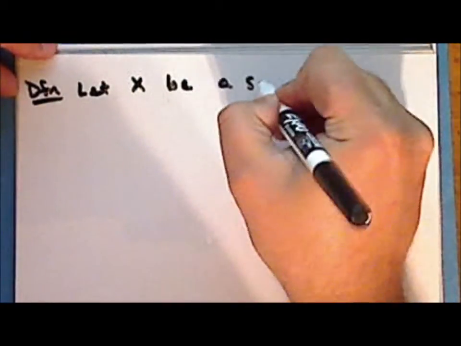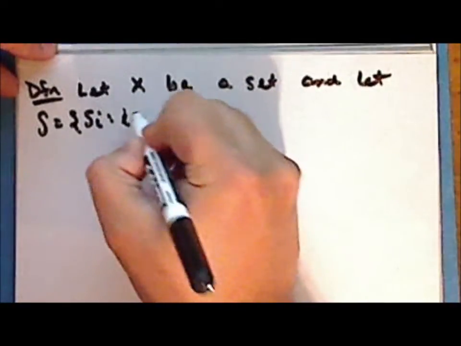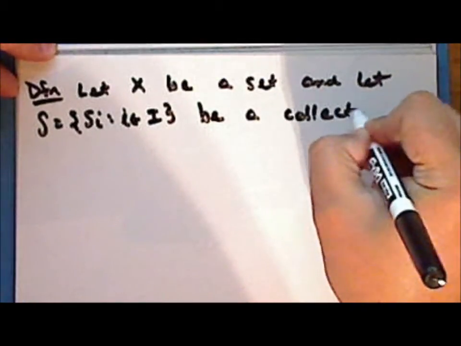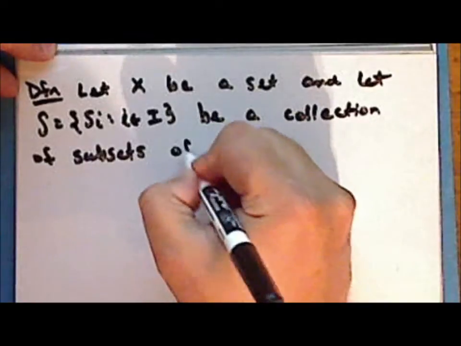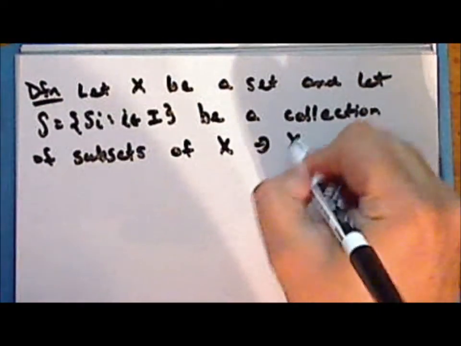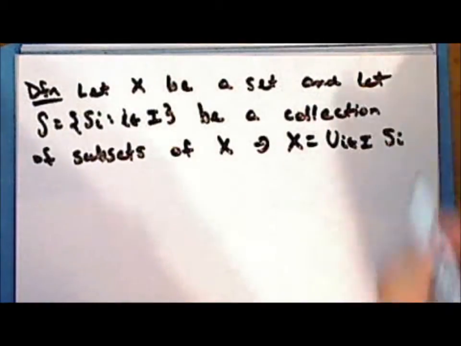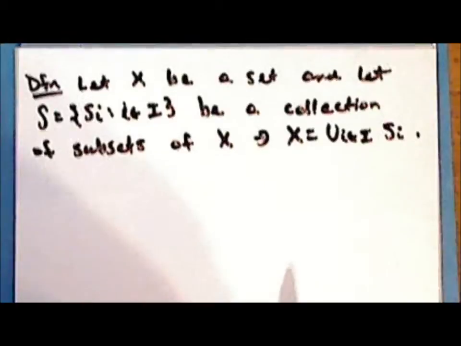Okay, so new definition. Let X be a set, and let the collection script S, which is the collection of sets S sub I for I in some indexing set I, be a collection of subsets of the set X such that X is the union of the elements in the collection script S. That is, the collection script S is a cover for the set X.